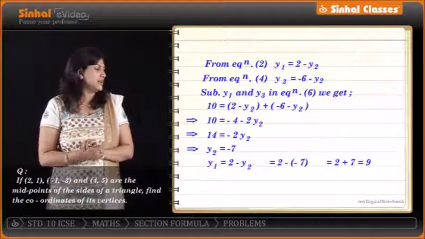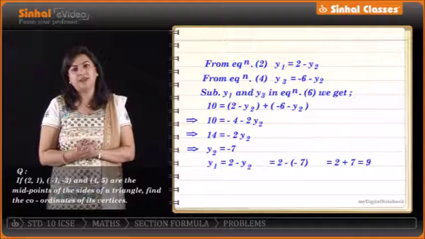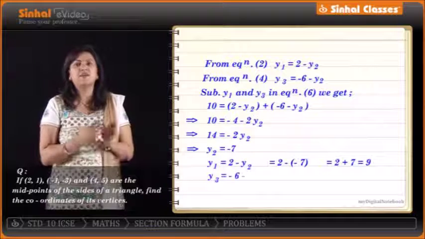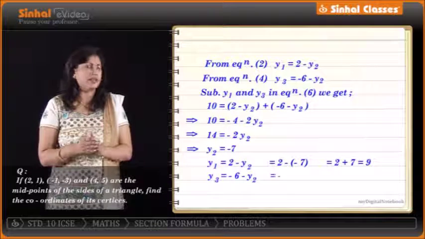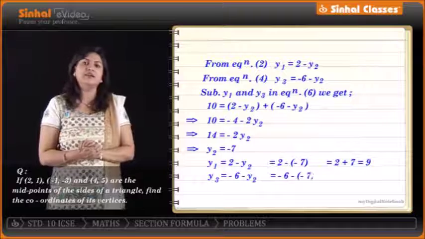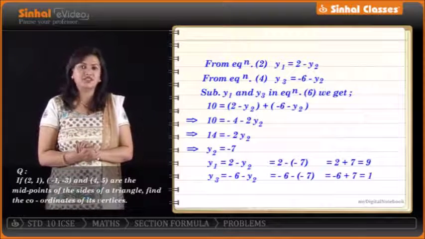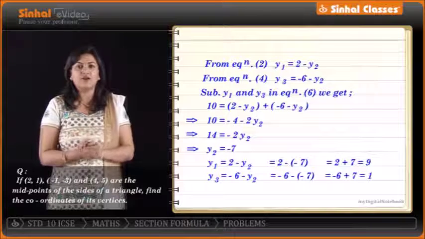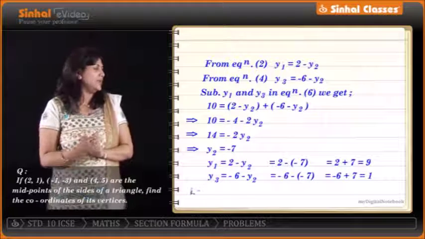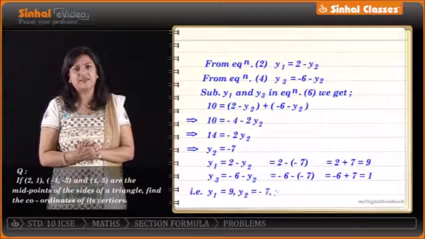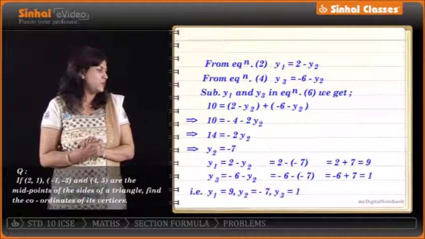And y3 is minus 6 minus y2, that is minus 6 minus of minus 7. We have minus 6 plus 7, which is 1. So we have got y1 as 9, y2 as minus 7 and y3 as 1.